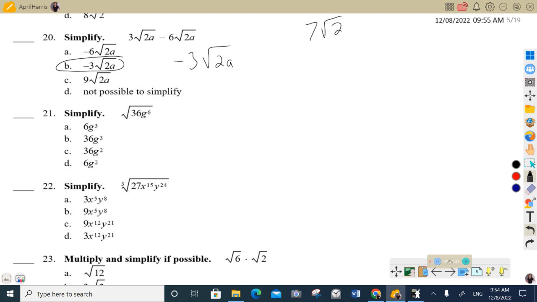All right, 21 wants you to simplify. Is the square root of 36 a perfect square? Yes, so it's 6. So look, boom, get rid of those. What's the square root of g to the 6th? G to the 3rd. Because remember, if it's the square root, you're going to take 6 divided by 2 to get 3.